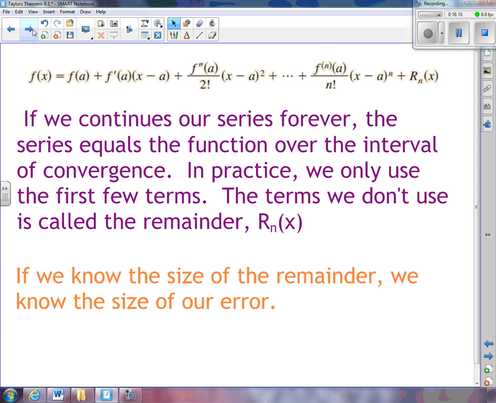Okay, so here, this is our polynomial that approximates our function. I think that all of this you've seen before, except for that. So instead of just doing this, they're giving you this r sub n thing. If we continue our series forever, the series equals the function over the interval of convergence, which we learned how to find previously. So this function actually equals that polynomial if we went on forever, like if we found infinitely many terms of our polynomial.